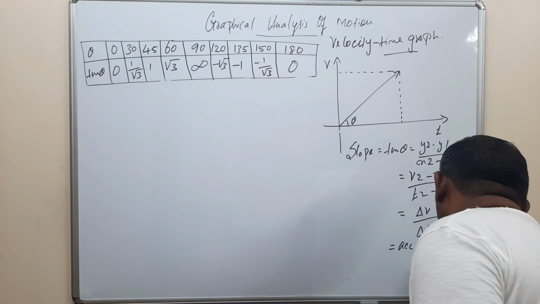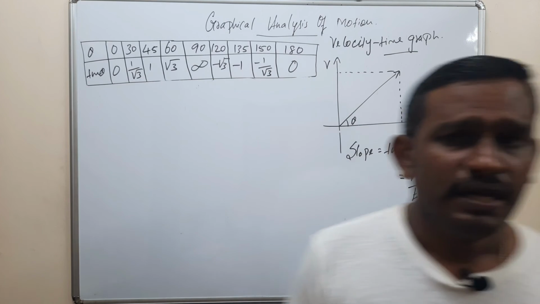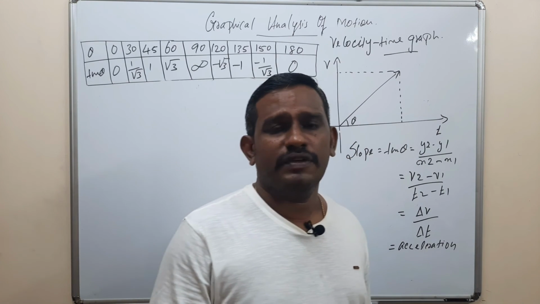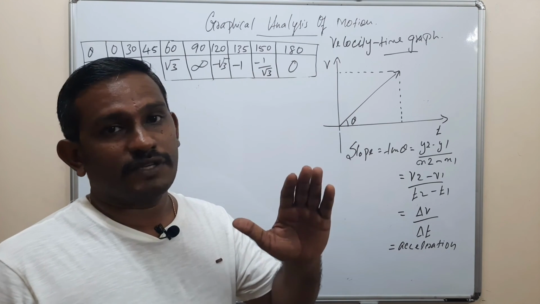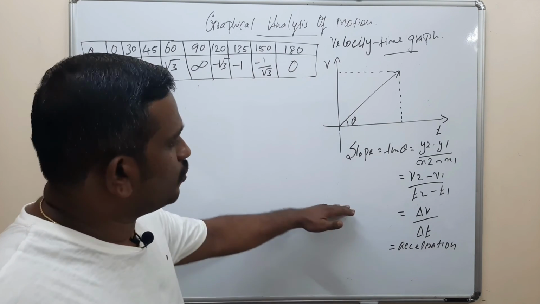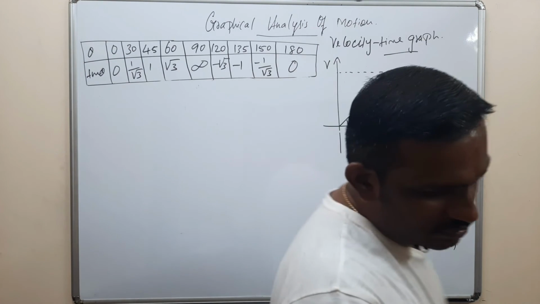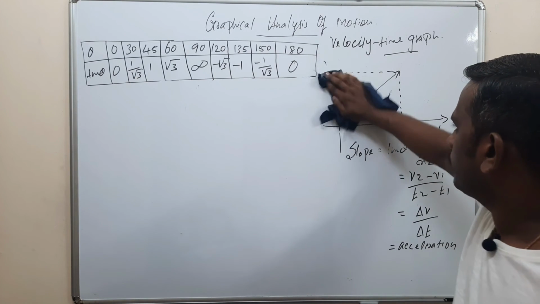So the slope of the velocity time graph gives the acceleration. The slope of the displacement time graph gives the velocity, and the slope of the velocity time graph gives the acceleration. Okay, acceleration. So case 1.